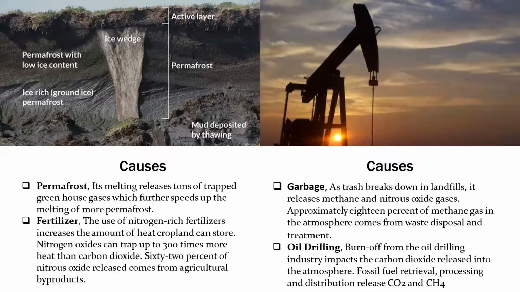Garbage. As trash breaks down in landfills, it releases methane and nitrous oxide gas. Approximately 18% of methane gas in the atmosphere comes from waste disposal and treatment. Oil drilling. Burn-off from the oil drilling industry impacts the carbon dioxide released into the atmosphere. Fossil fuel retrieval, processing, and distribution release CO2 and CH4.